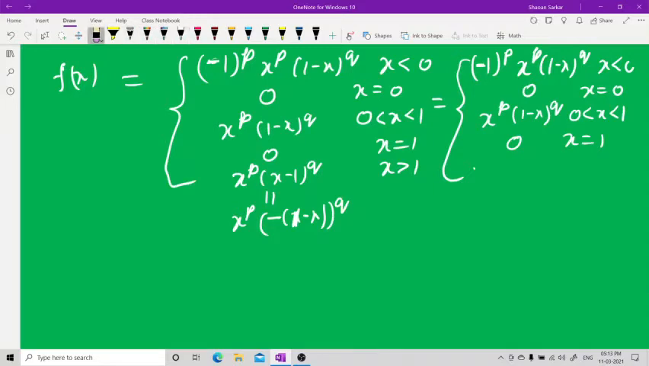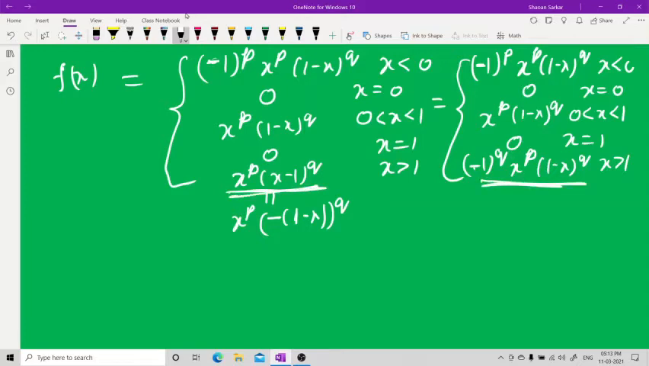I took the minus outside. I can write this like this. Take a minus out from here. So this becomes (-1)^q x^p (1 - x)^q for x greater than 1. Either you use this or you use this, it is the same thing. You can just see this from here. Now I can rub this all.